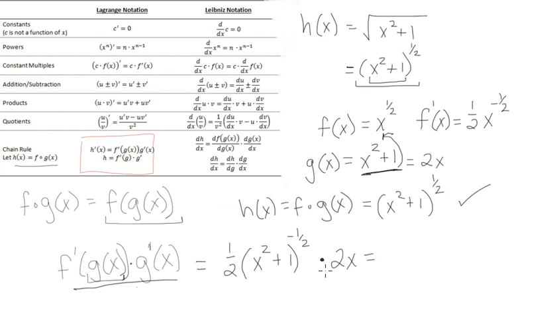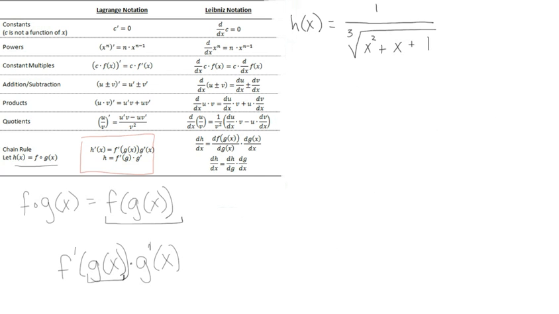And if I want to, I can simplify it, cancel the 1/2 and the 2. I get x, and I'll express this as a square root and get rid of the negative sign, x over the square root of x squared plus 1.